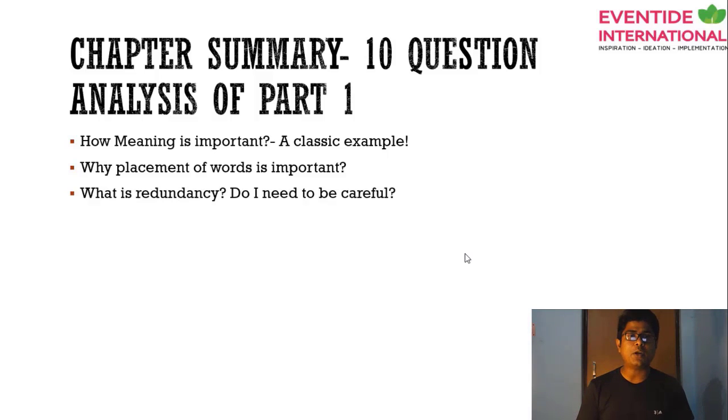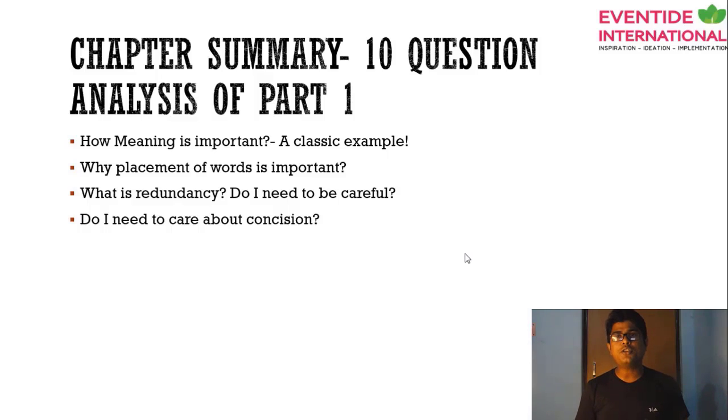The third thing that we are going to cover is called redundancy. It's about the actual usage of words, where you don't need extra words in your sentences. The fourth thing that we are going to cover is called concision. Concision is a particular subject which is very subjective in GMAT. You need to have your statements very crystal clear but as concise as possible.